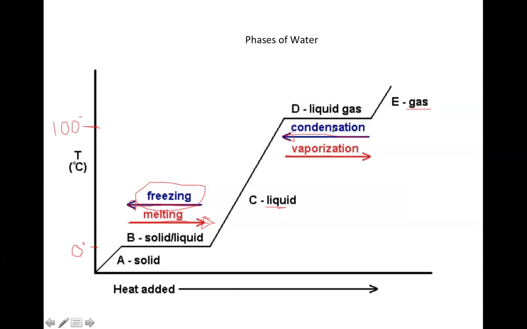Okay, so again, notice how this horizontal line is flat for a little bit. Same with this one here. So the freezing and melting points, condensation and vaporization points, those are horizontal because all the energy is being used to convert the substance from one state to another.